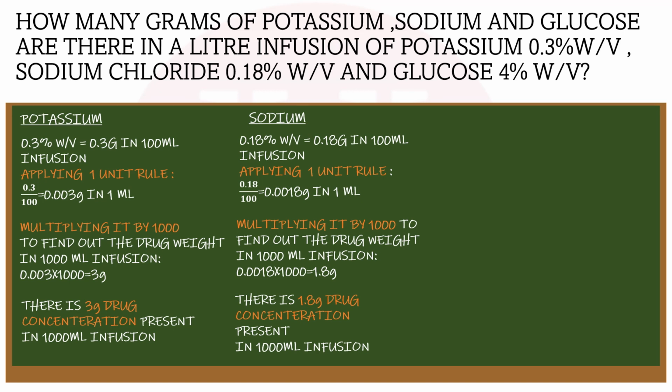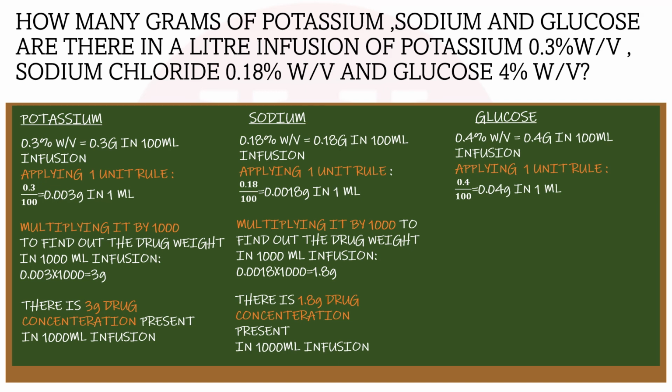Now we will be calculating the glucose levels. So first of all we will be converting the percentage. So 4% W by V means 4 grams in 100 ml. By applying the 1 unit rule, we will be calculating in 1 ml how much grams of glucose. So 4 divided by 100 will give us 0.04 grams in 1 ml of the solution.